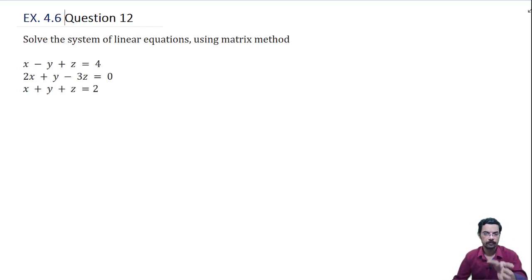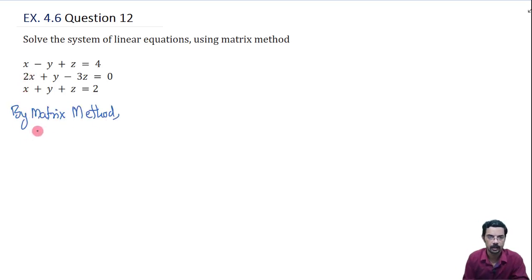So again we will form the coefficient matrix. We know by matrix method, we write A into x equal to B, where A is equal to 1 minus 1 1, 2 1 minus 3, 1 1 and 1. Okay, so that is our matrix A.